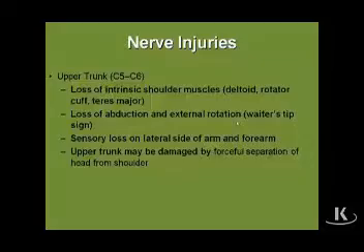And a very common way of getting an upper trunk injury is as a result of obstetric injury. When the baby's head presents in the birth canal, if the shoulders get stuck in the birth canal, if the obstetrician manipulates the head too forcibly to try to pull the shoulder free, it can cause a stretch injury to the upper trunk, resulting in Erb's palsy.